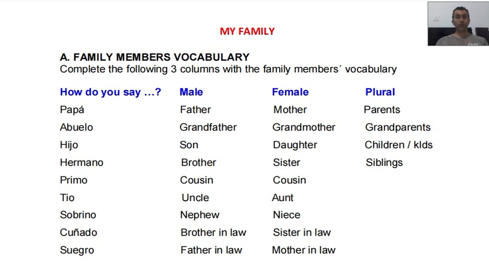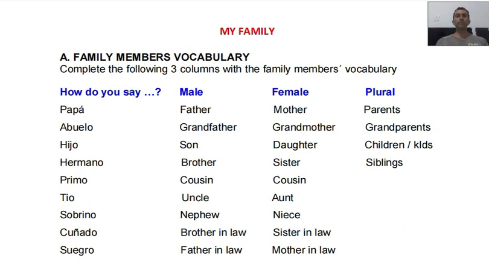Algo importante aquí, children ya es el plural, no necesita de la S, sería incorrecto. Children, son and daughter, children. Mis hijos, my children, or my kids. Ahora, si queremos referirnos a dos hijos varones, podemos decir sons, my 2 sons, o dos niñas, my 2 daughters.